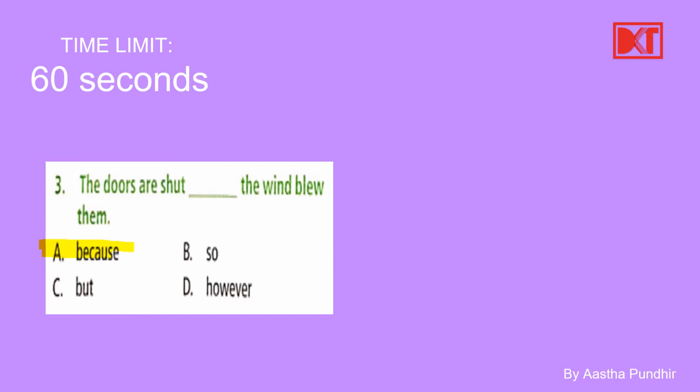Because we are giving a reason, why are the doors shut? Because the wind blew them. This is a question of conjunctions. Doors are shut. Why? Because the wind blew them. Alright. And for the other ones, but, however, are used for a condition or some kind of counter argument. Alright. Correct answer here is A, because.